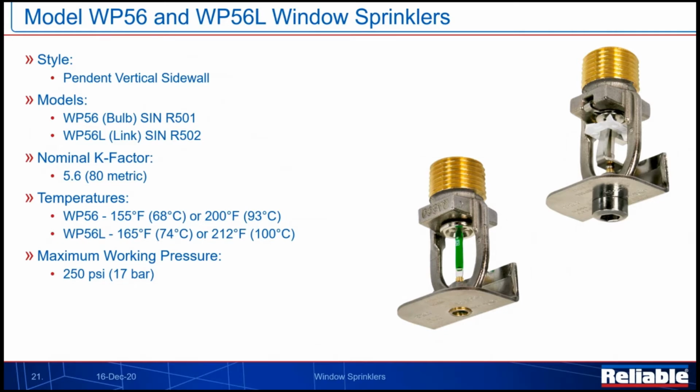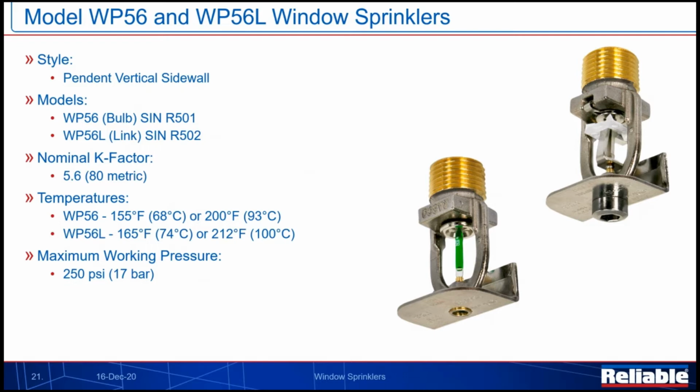So why is that an important feature? Well, basically, if you're able to build this entire system at 250 psi and you have a window sprinkler requirement, you install one window sprinkler and it's 175, it degrades the performance of your whole system down to that level.